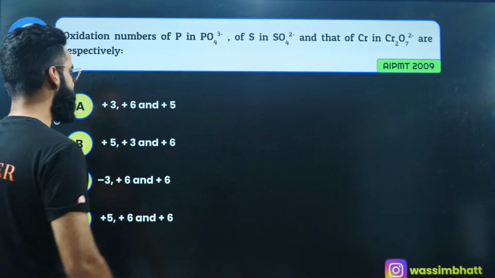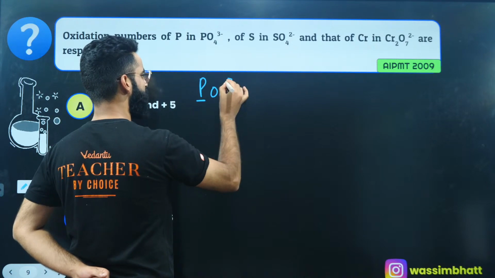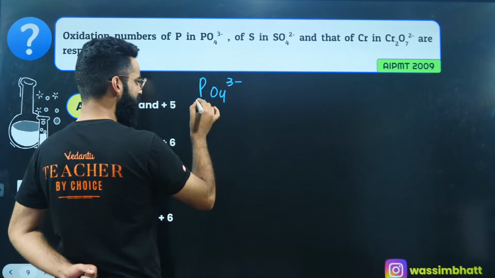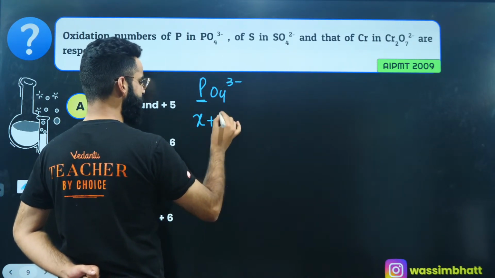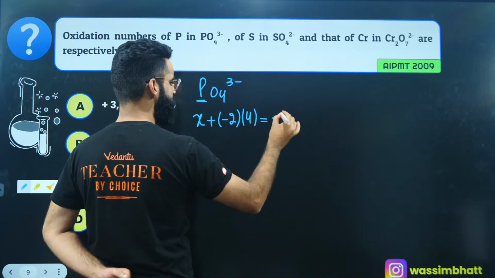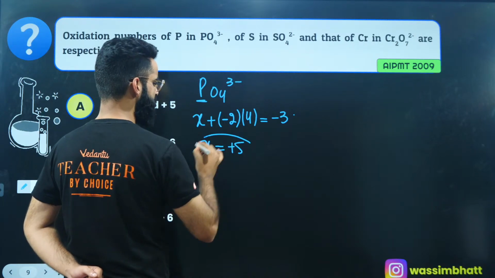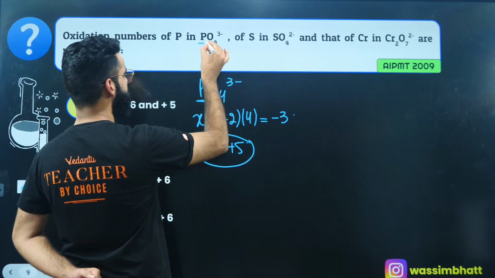See guys, first thing, let's calculate the oxidation state of phosphorus in case of PO4 trinegative. Simple rule you're going to follow. Let's assume the oxidation state of phosphorus is X. Oxygen is going to show -2 oxidation state. There are 4 oxygen atoms. Net charge present is -3, right? So the value of X will come out to be +5. So +5 is the oxidation state of this phosphorus over here.